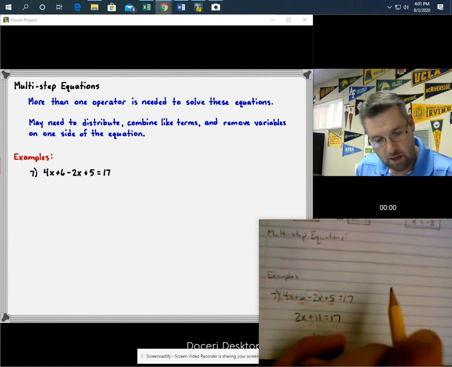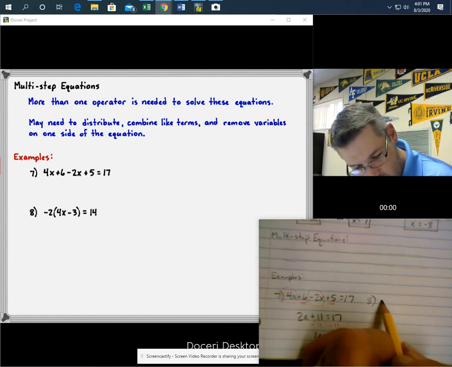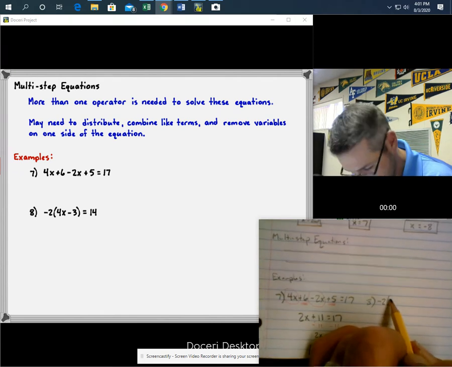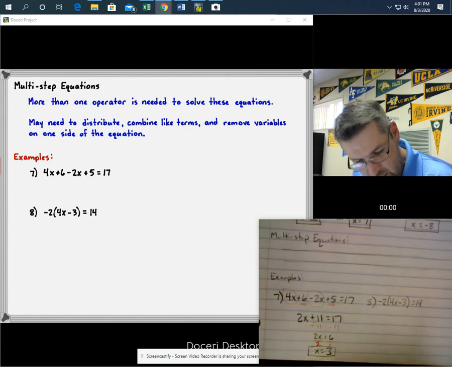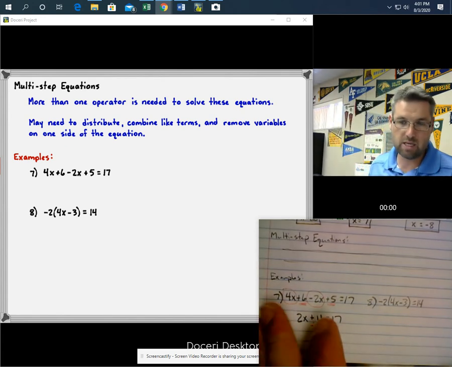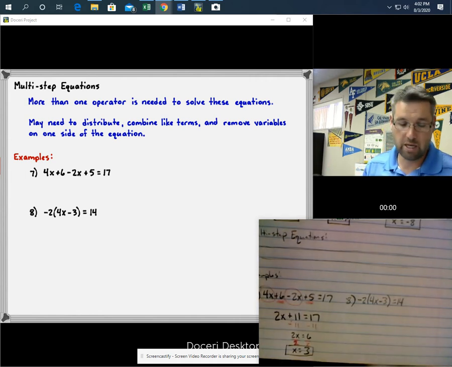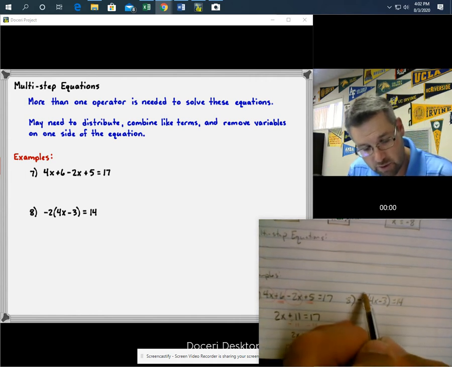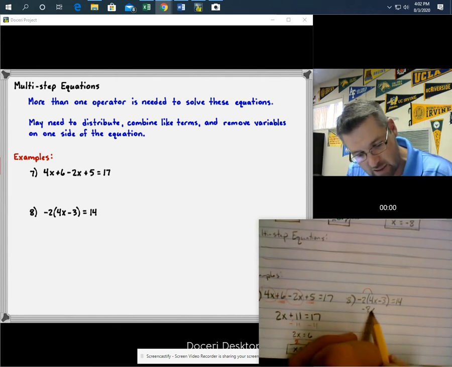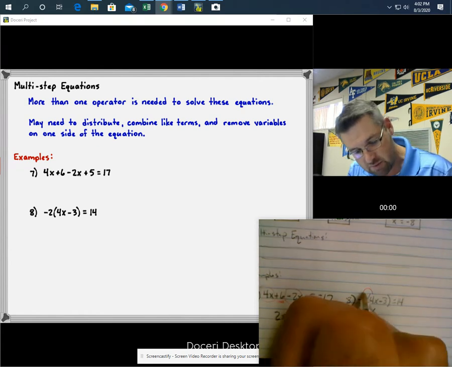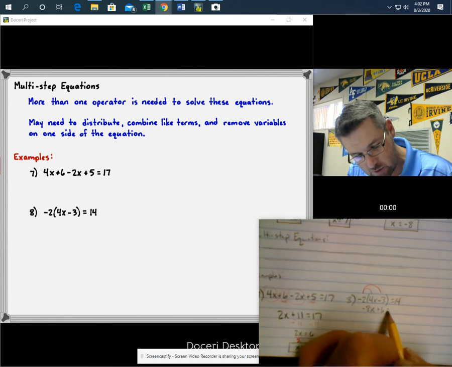Okay, now number 8, let's go ahead and take a look at what number 8 looks like. Giving you a slew of different examples that you could see. We have negative 2x times 4x minus 3 equals 14. Well, here again, the first thing we do is try and distribute, and then we try and combine like terms. So here we have parentheses, so we're going to distribute. What is negative 2 times 4x? Well, that's negative 8x. What is negative 2 times negative 3? Well, that's positive 6 equals 14.